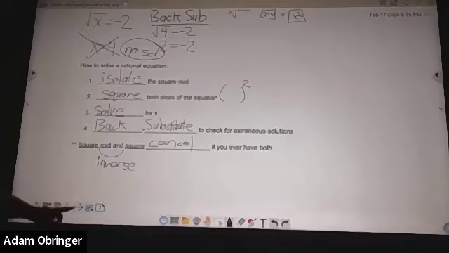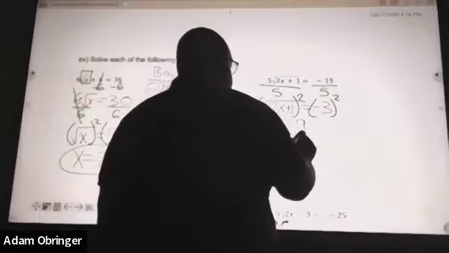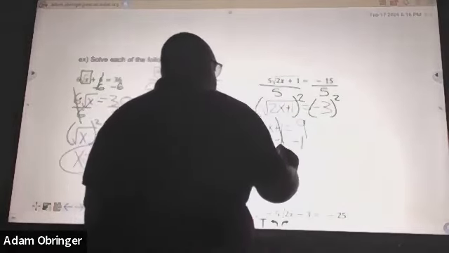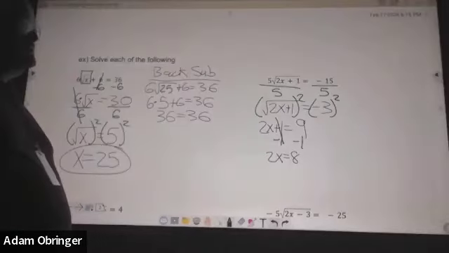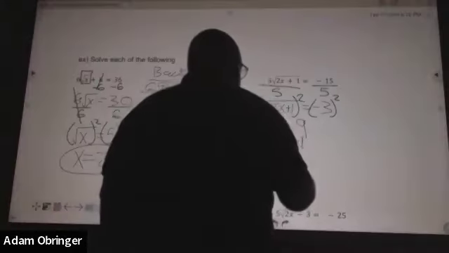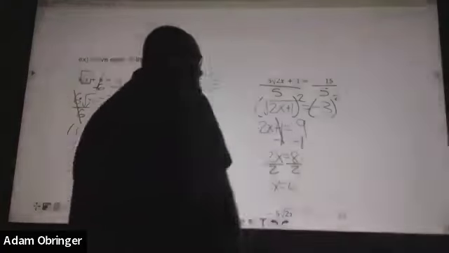Step 3, solve for x. To do that, we are going to subtract 1 from both sides. So then the 1's cancel. 2x equals 8. And then lastly, divide away the 2. So that x equals 4.